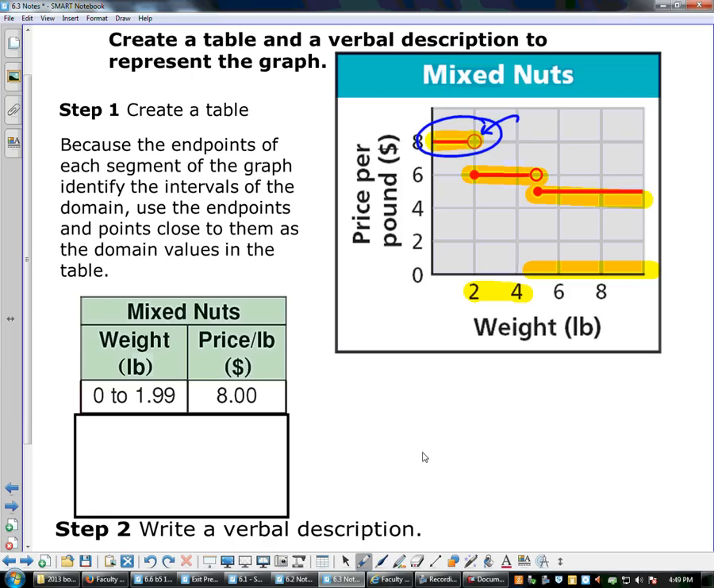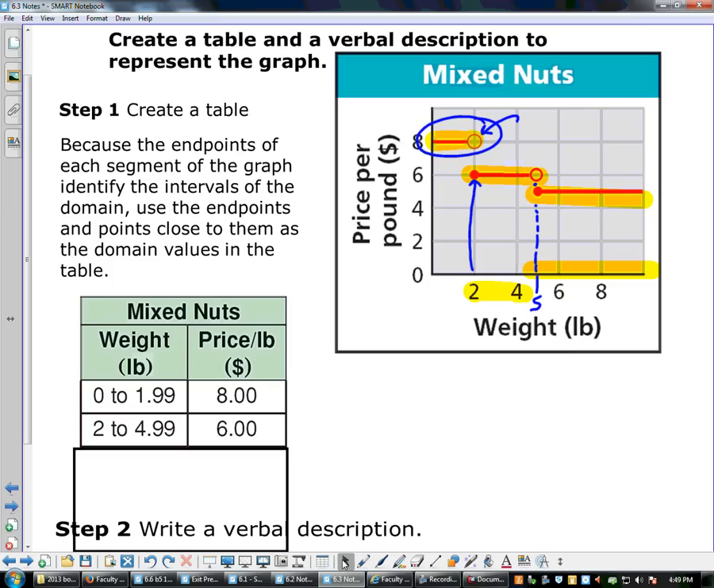2 pounds. My next part of the table, well, when it's now 2 pounds, a closed circle, all the way up to whatever this x value here would be. So I'm going to say that's about 5. And again, it's an open circle, so maybe really, really close to 5. So 4.99. Now my price is $6 per pound. And finally, from 5 pounds and higher, I'm going to pay $5 per pound.